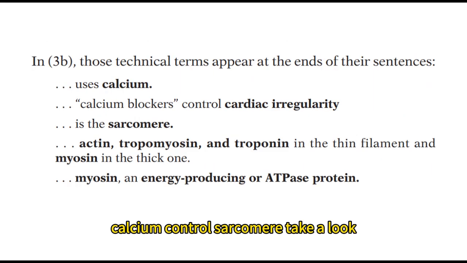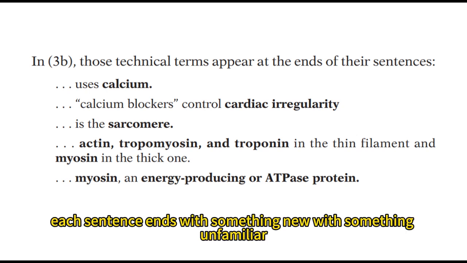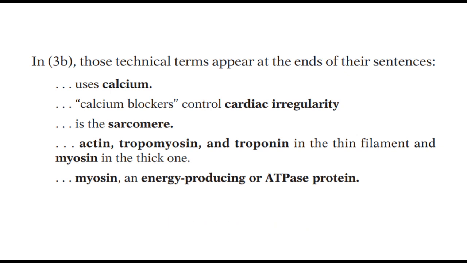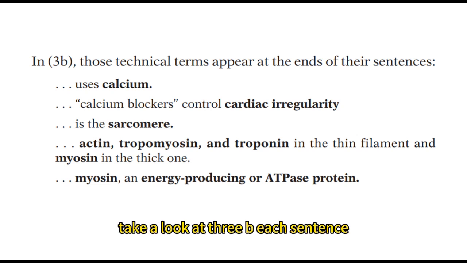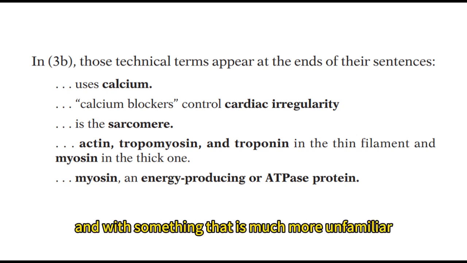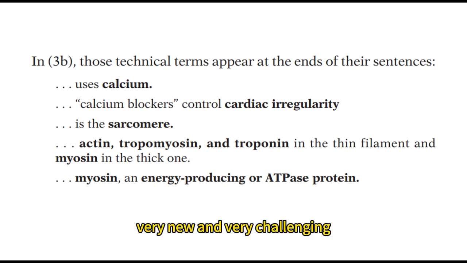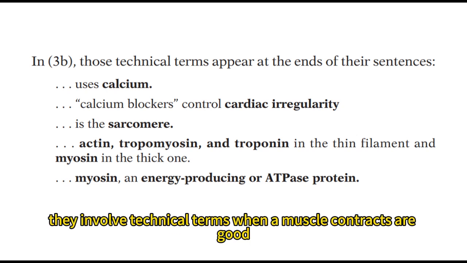Calcium, control sarcomere. Take a look. Each sentence ends with something new, with something unfamiliar. Cardiac irregularity, sarcomere, actin blah blah blah, myosin and so on, ATP, ACE, protein, so on and so forth. Take a look at 3b. Each sentence ends with something that is much more unfamiliar, very new and very challenging. More often than not, they involve technical terms.